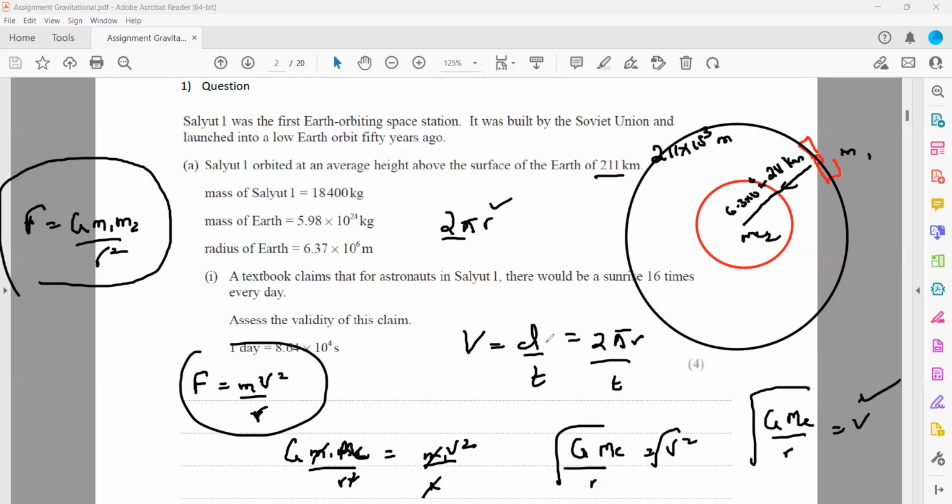So this will give us the speed, and now we will use the formula: speed is distance divided by time. So if we need the time, time will be distance divided by speed. Distance will be the circumference, 2 pi r, and the speed we get here. So we have the speed and the radius, and we work out the time period of this orbiting space station. After getting the time period, we divide 24 by the time period, so we'll know how many times it will move around the Earth. And that will be approximately 16. Is this part clear?